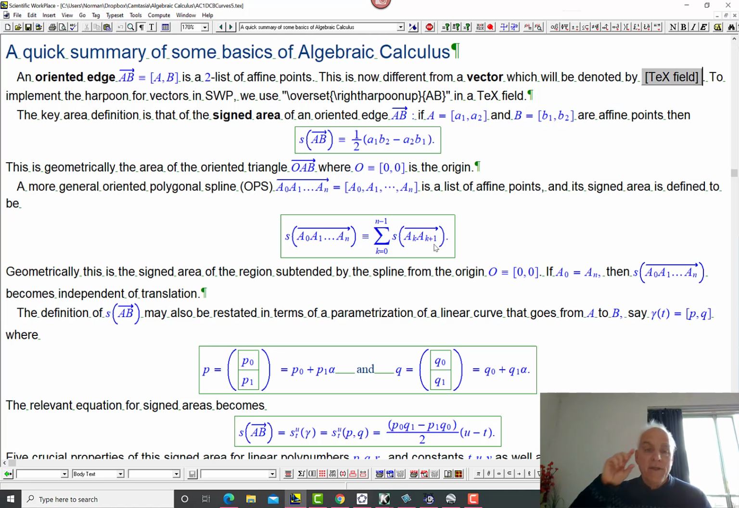Okay, the key notion: the signed area of an oriented edge AB. If A is the point (A1, A2) and B is the point (B1, B2), these are affine points, then the signed area of the oriented edge AB, denoted little s of AB, is by definition 1/2 of (A1 times B2 minus A2 B1). So it looks like a little determinant of the 2x2 matrix with first row A and second row B, and there's a half in front. Geometrically, this is the area of the oriented triangle OAB.